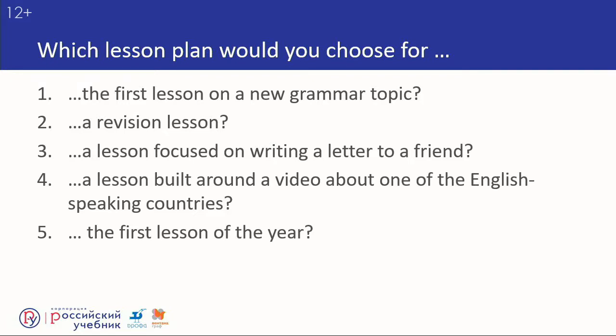So once again, next to every lesson situation, the first lesson on a new grammar topic, a revision lesson, a lesson focused on writing a letter to a friend, a lesson built around a video about one of the English-speaking countries, or the first lesson of the year, I want you to tell me whether you are going to use presentation, practice, production, test-teach-test, task-based learning, or probably guided discovery. You'll hear some music now. You can turn it off if it disturbs you from thinking about your lesson plans. There will be some time for you to think about your answer to my question. Go ahead.